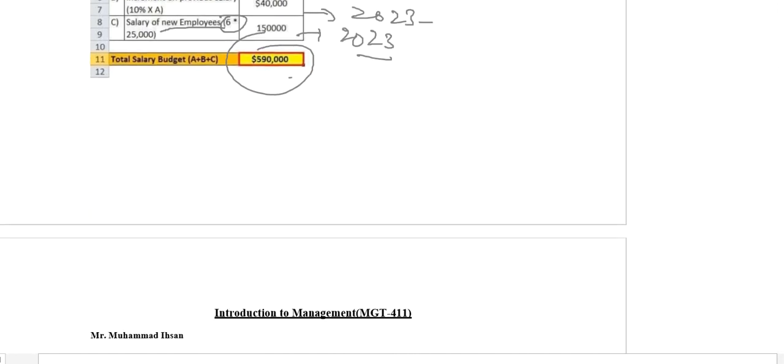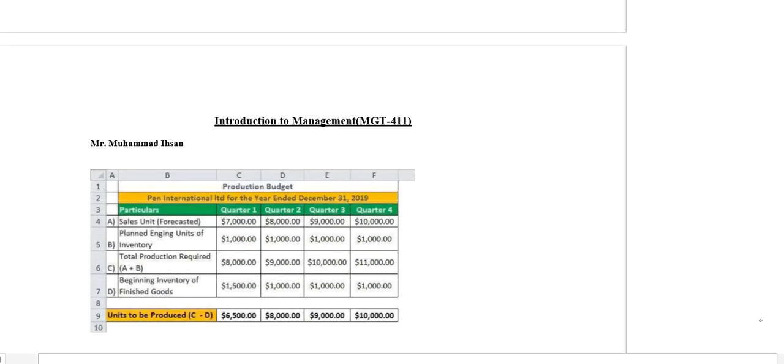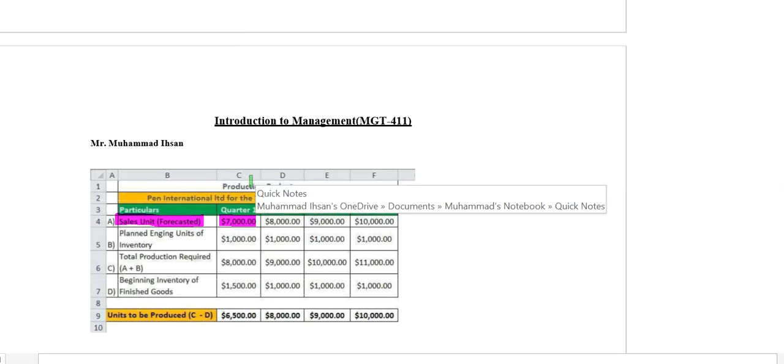Let's take another example, and this example is about production. Here you can see that budgeted units of sale is 7,000. These are basically units, these are not amounts. In this example, 4 quarters of a year are mentioned.